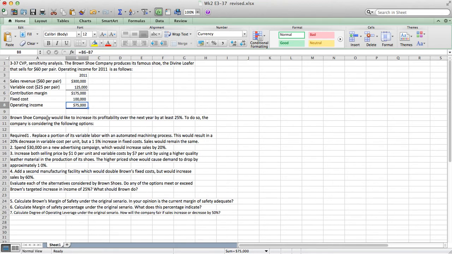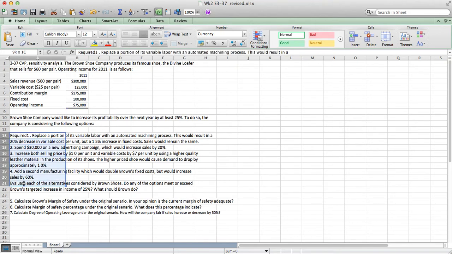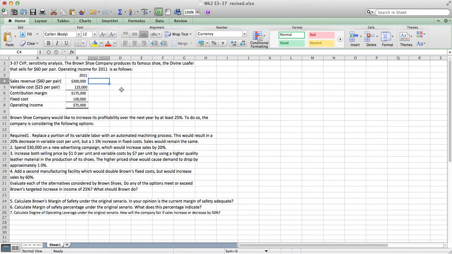So it says that our goal is to increase our profitability by at least 25%. And we have some options to consider in order to do that. So you'll see down in this section right here, we have a number of different options. There are 4 of them that we need to do some what-if analysis on to determine which is the best course of action.